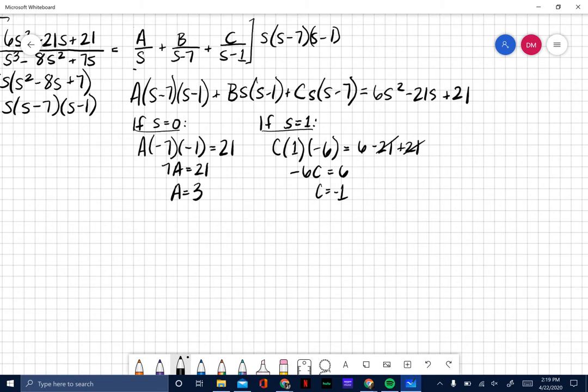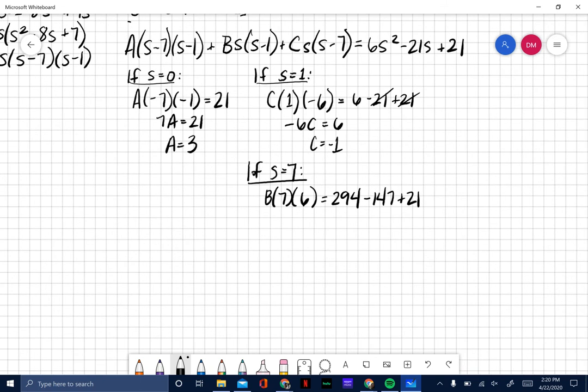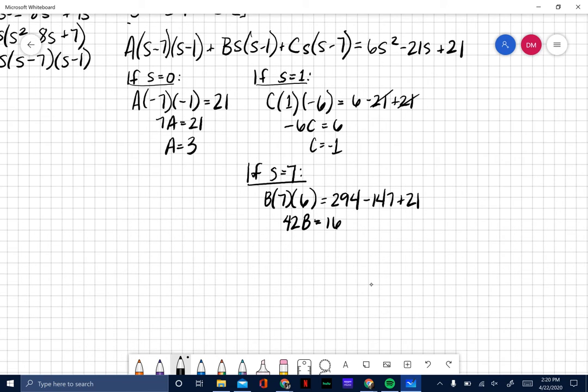So let's say s is equal to 7 from this factor right here. And so this term goes to 0, this term over here would go to 0. It looks like we're going to get b times 7 times 6 is equal to... I did a little bit of this math already, so this term right here gives me 294, the 6 times 49. And then 21 times 7 would give me 147, and then I have this plus 21 at the end. So simplifying that a bit gives me 42b is equal to 168.